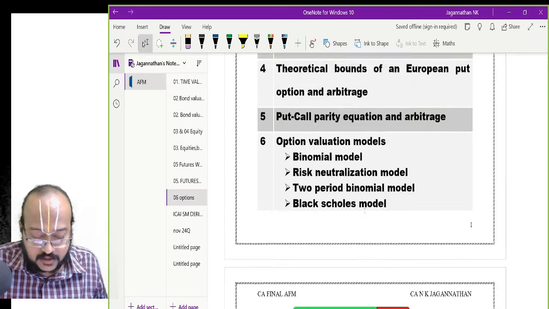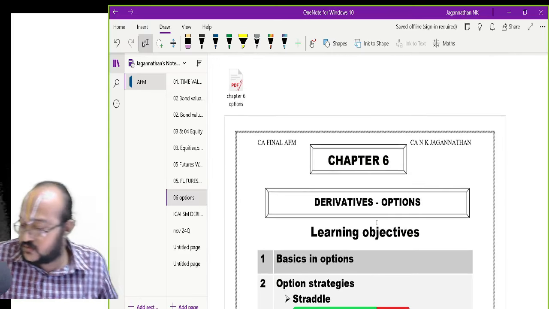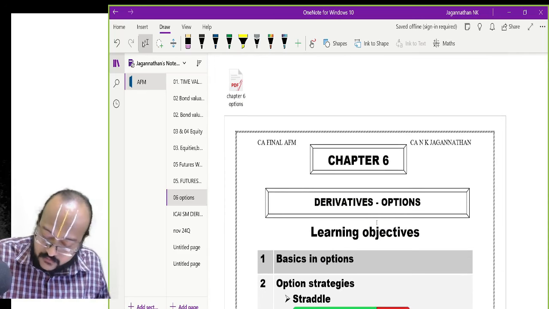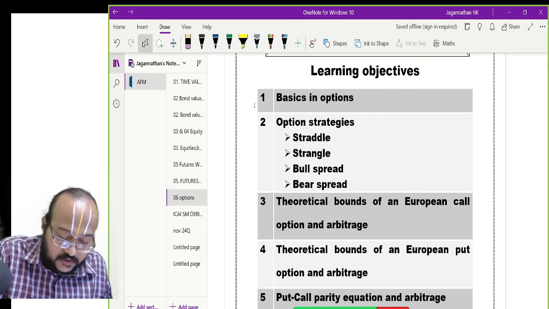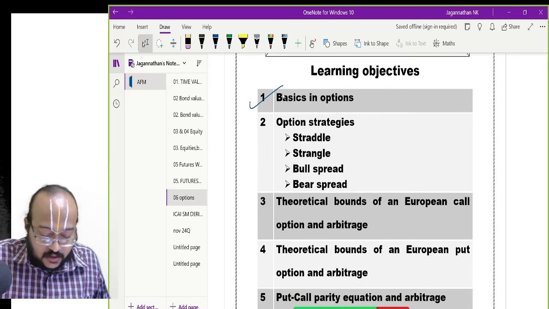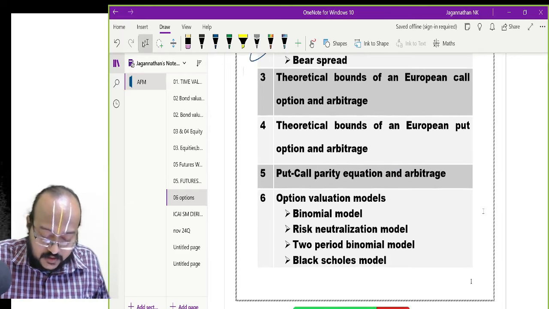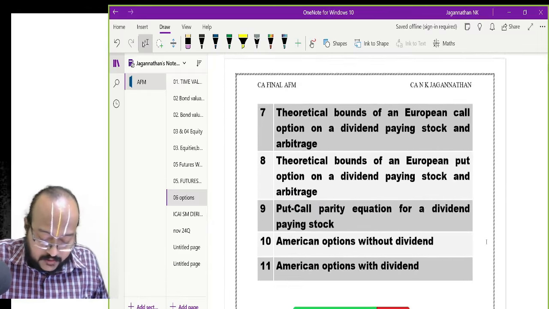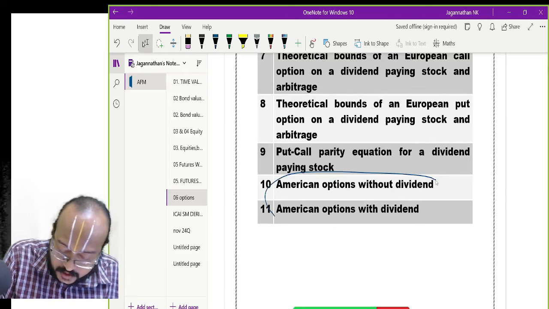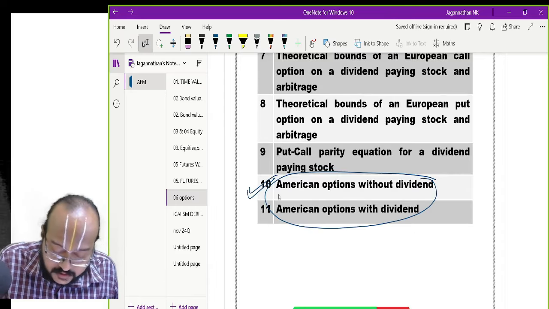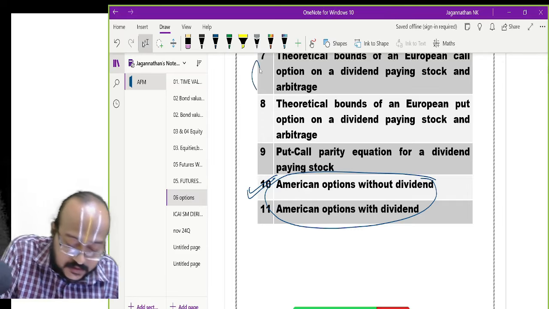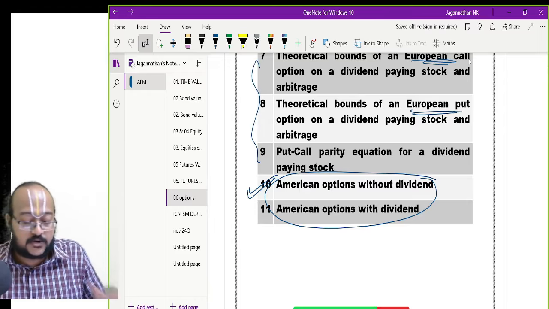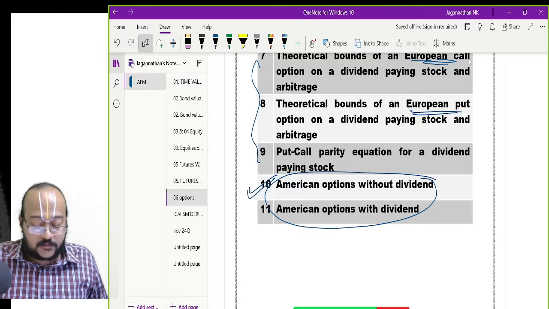See here, in question A, the learning objectives are given. You can verify after finishing this chapter. You can verify each and everything. We would have covered everything: basics of options, then option strategies, then theoretical boundaries, put-call parity, then option valuation models. I told you, at the end of the session we will discuss American options. All these things are European options, independent European put and call. At the end of the session, we will discuss American options.